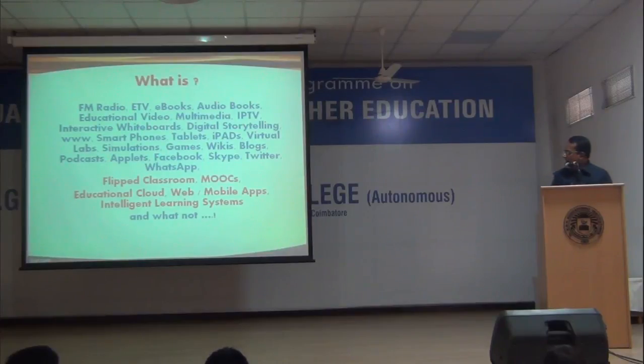And you see, I have put 2-3 things in red here: flipped classroom, MOOCs, educational cloud, web apps and mobile apps for learning, and intelligent learning systems. Why they are in red color is very simple. For any teacher here with another 10 or 15 years of service ahead, these are real red alerts. Unless you take them very seriously and look at them from the utilitarian point of view in a professional life, you are taking a very big risk in your career. That is what is going to be.